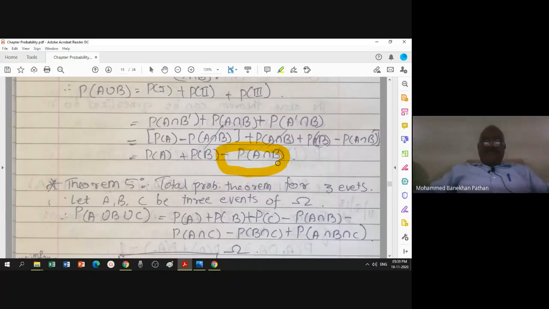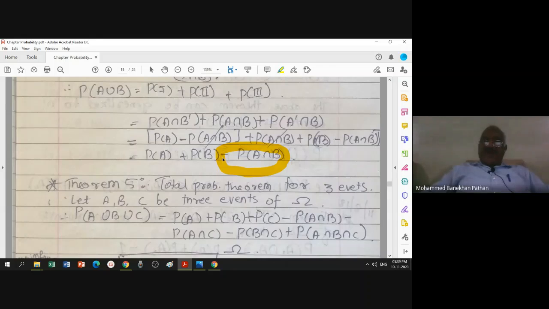Now if I drop this part, you can easily see P(A) plus P(B) becomes greater than P of union. For example, I say P of A union B is 0.8. So 0.8 equals 0.7 plus 0.2 minus 0.1.